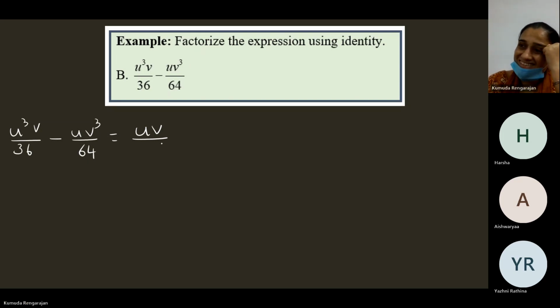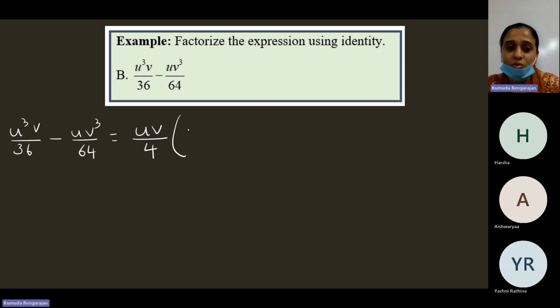What's the HCF of 36 and 64? 4. Open a bracket. U square by 9. 9 4s are 36 minus V square by 16. 16 4s are 64.